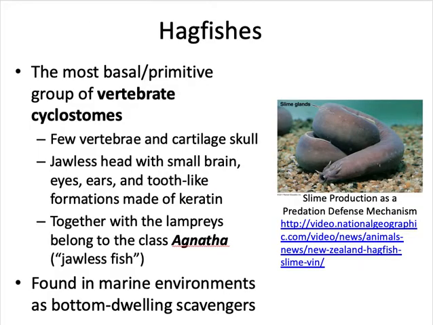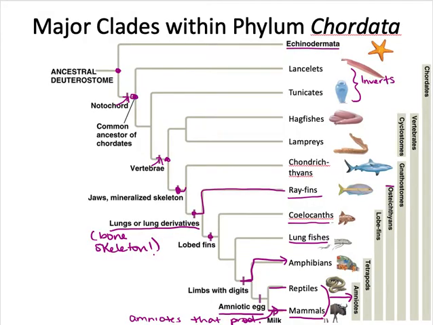Okay. So back on this chart right here, we have covered the tunicates already because they are invertebrates, and we've covered the lancelets and the tunicates, not the hagfish. Today's lecture, we're going to cover all of the chordates that are not tetrapods. So we'll talk about the hagfish, the lampreys, the chondrichthyans, the ray-finned fishes, and the lobe-finned fishes. And the tetrapods will be our next lecture.